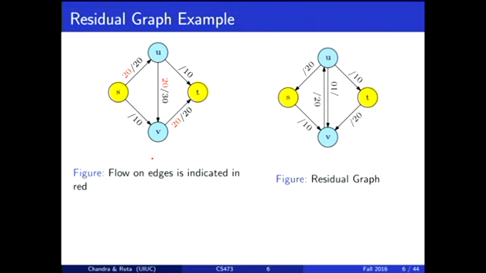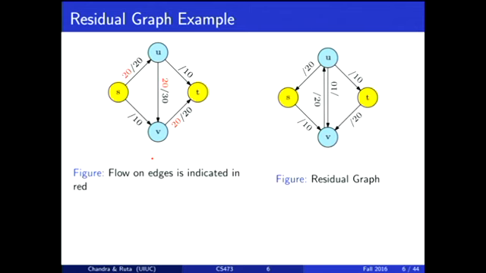So I keep the edge with capacity 10 from S to U to V, but I also add an edge from V to U with capacity 20, which is saying that I can reduce the flow by 20 units on that edge. That makes sense? Okay. I do it for all the edges. This is called the residual graph.